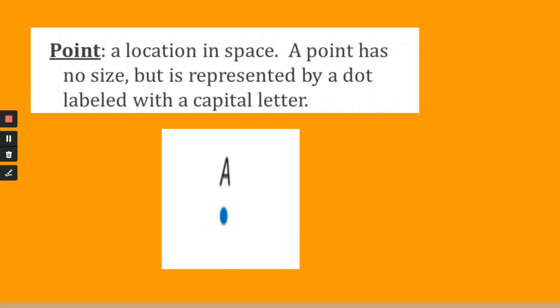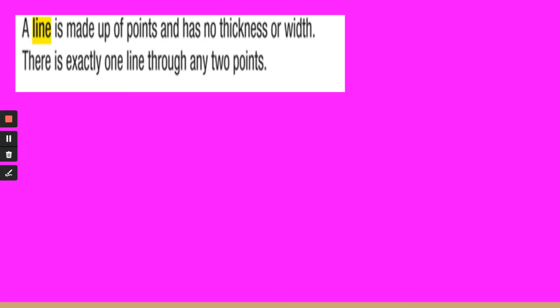Let's start with the first one. The first one is a point. We say that a point is a location in space. The point has no size, and it's represented by a dot, and then we use a large capital letter to identify a point. In this case, we would say this is point A. A point is probably the most basic term that we need that comprises most of the shapes or all the shapes that we talk about in geometry.